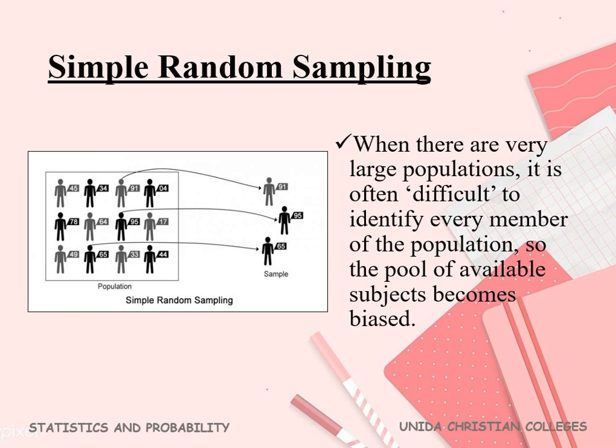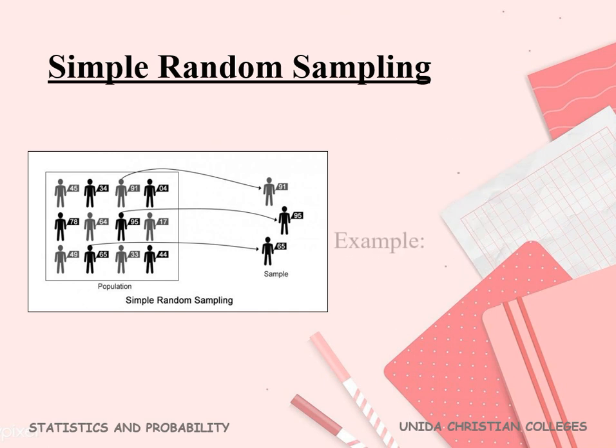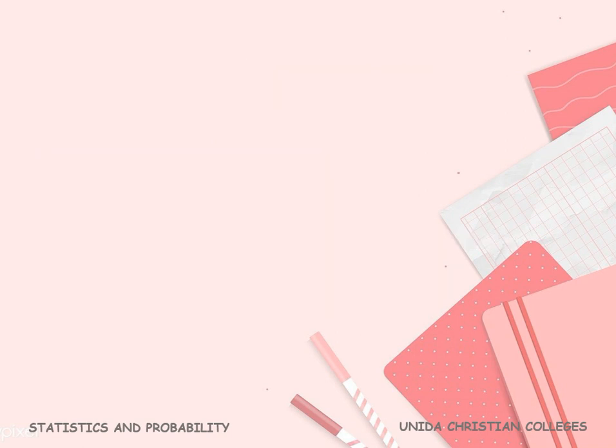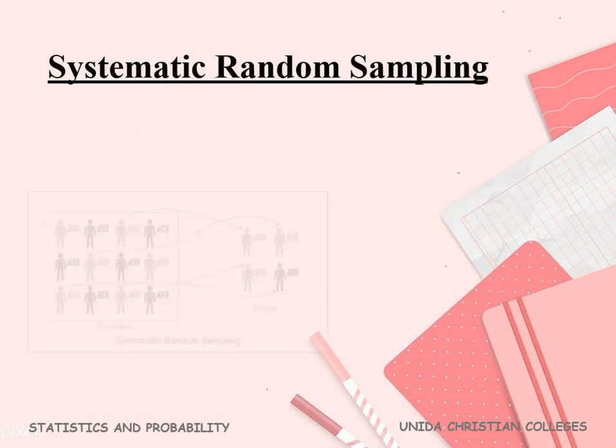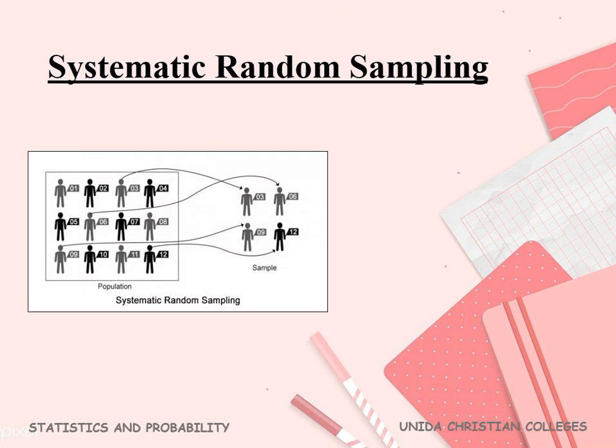Ayan. So, when there are very large populations, it is often difficult to identify every member of the population. So, the pool of available subjects becomes biased kapag napakarami or napakalaki ng iyong population. The best example nga po nito is a fishbowl technique. Yan. Second, let's have the systematic random sampling, meaning there is a system.